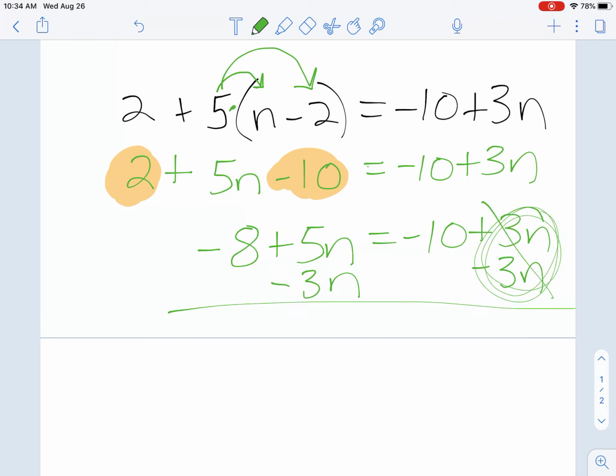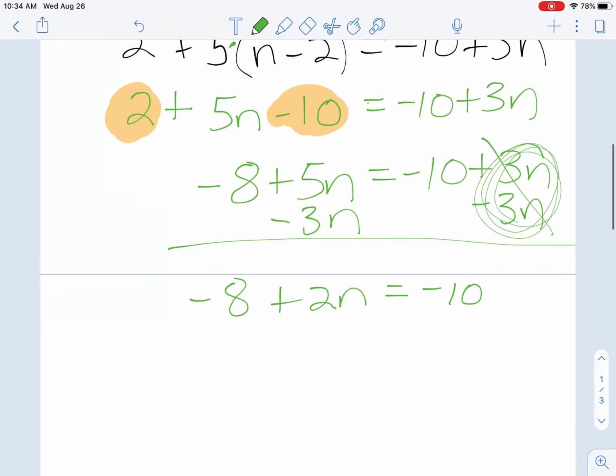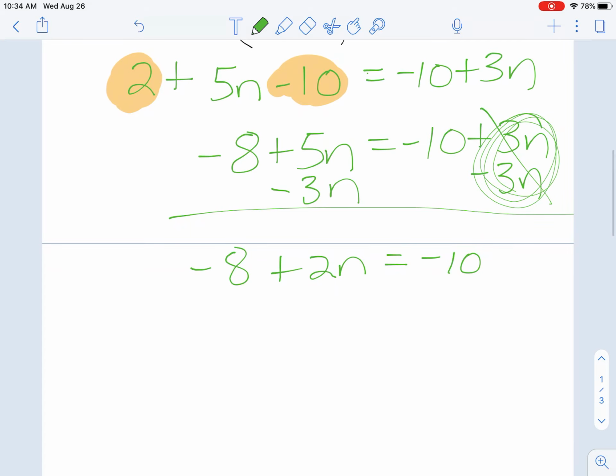So this will give me a 0. So -10 equals 5n minus 3n would give us a positive 2n. And then I haven't done anything with that 8 yet, so I'm just going to bring that 8 back down. We're still trying to get the n by itself. It's not by itself yet.